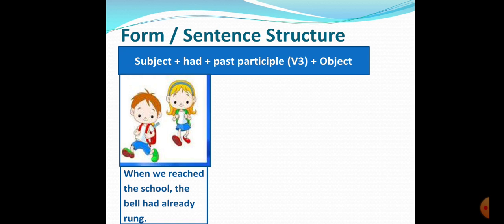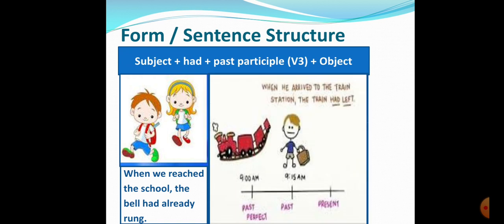Let's take one more example for better clarity. When he arrived at the train station, the train had left. Can you see here also the timeline is shown? Let's look at the past. Like present, we don't have to look because we are talking about past perfect tense right now. You can see 9 AM and 9:15. Let's say right now it is 10 o'clock. So 10 o'clock it is and at 9:15 I reached the station.